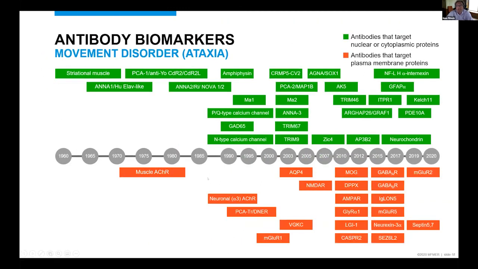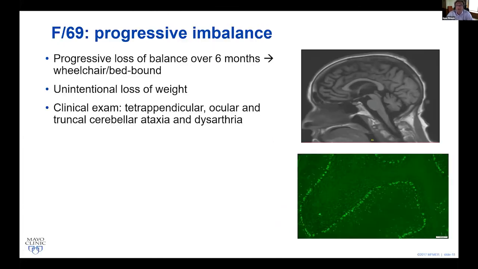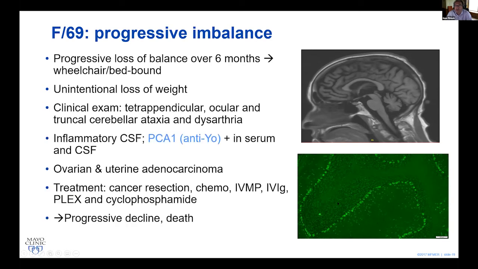The same goes for things like movement disorders. Again, these are antibodies that are specific toward movement disorders. This is one of the classic ones. A 69-year-old woman presents with a progressive loss of balance over 6 months, wheelchair bound, with unintentional weight loss. And here you can see the clinical exam shows that she has quite significant ataxia. She has, on tissue IF, a staining pattern consistent with anti-Yo antibodies, or Purkinje cell antibody type 1 antibodies. And you can see on her MRI, she has a very small cerebellum. So she's lost volume in her cerebellum.